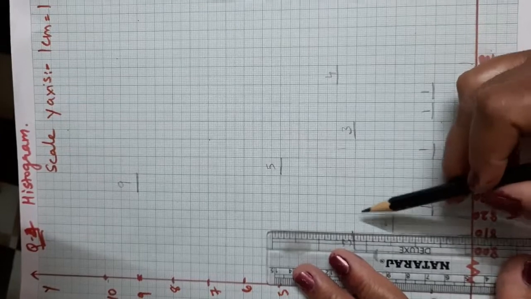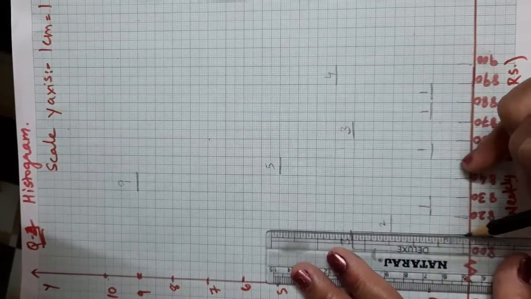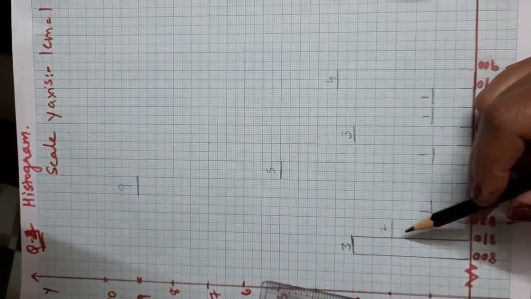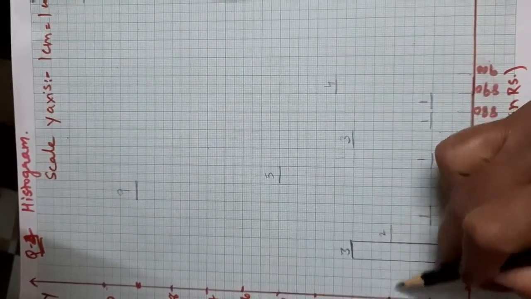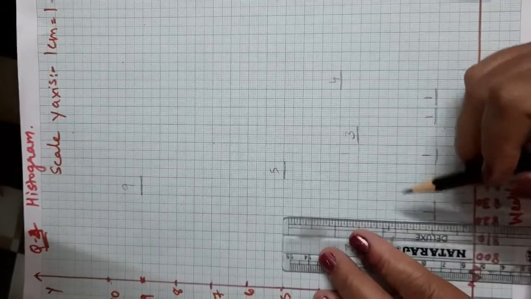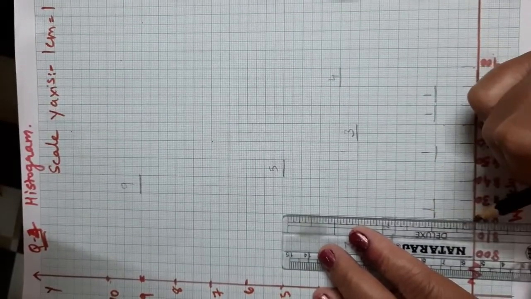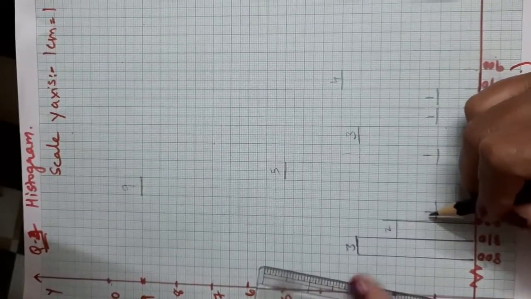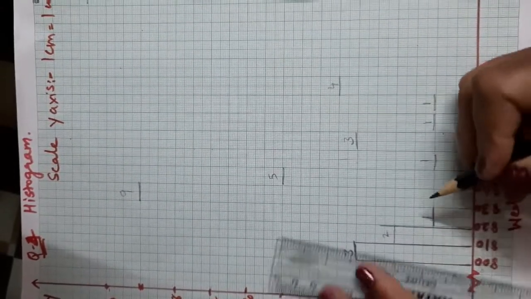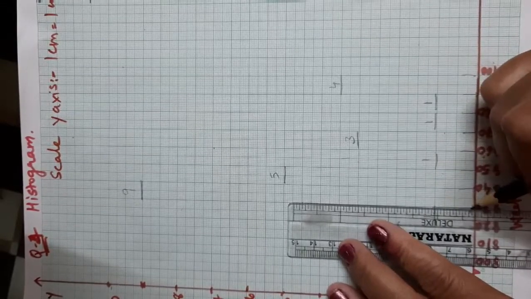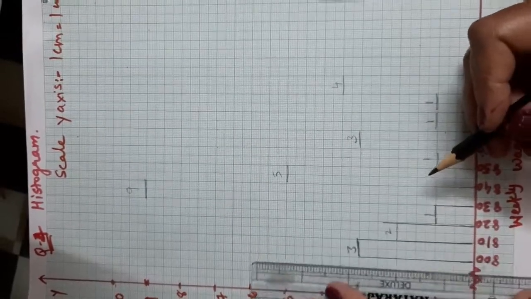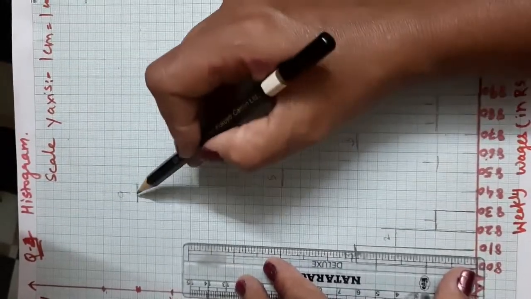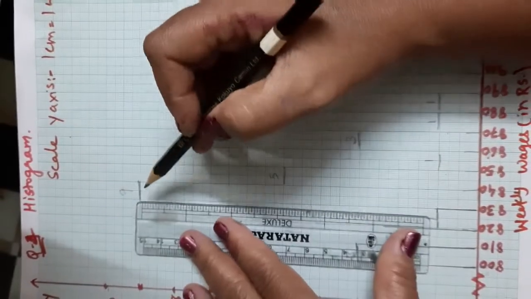See, in the histogram the bars are attached to each other. They are not separate. Now the second one is 2. So take in front of 2 and draw the bar. The third one is 1. So in front of 1 we will draw the bar here. Next is 9. So in front of 9 take the marking and draw the bar.